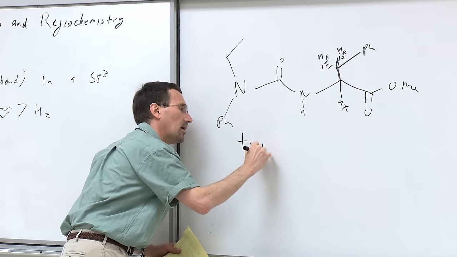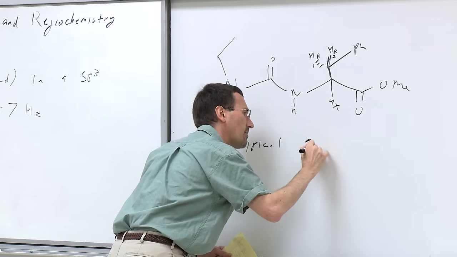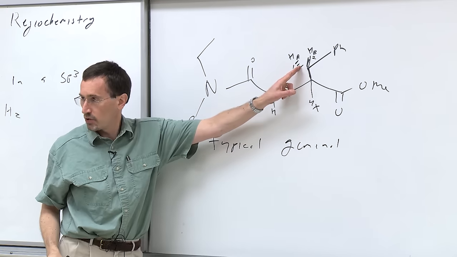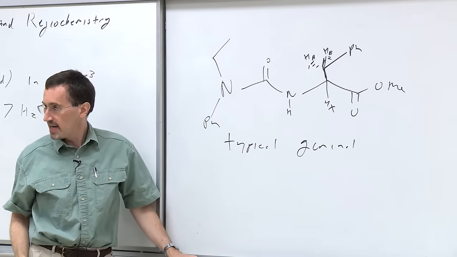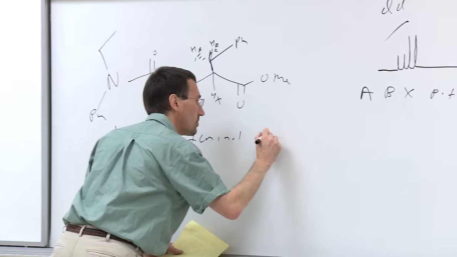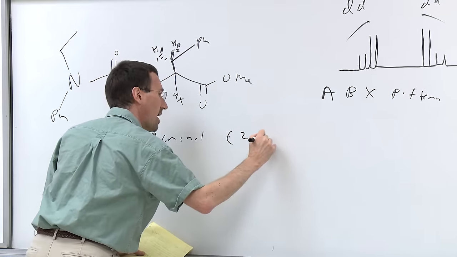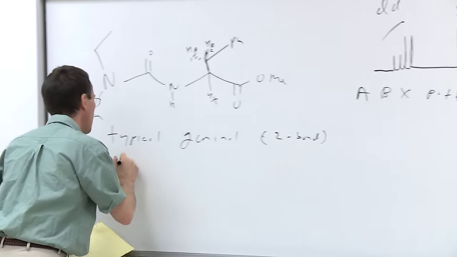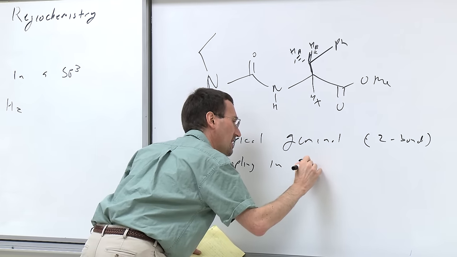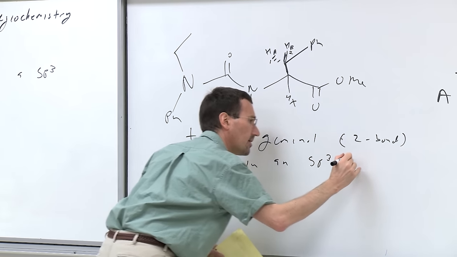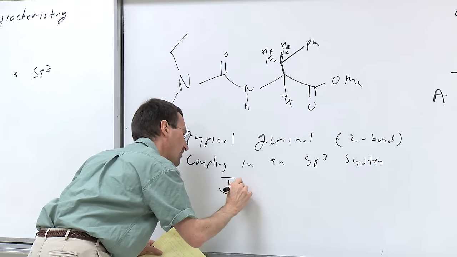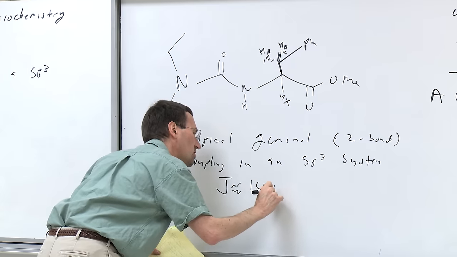And a typical geminal is like twins, right? You have these two protons twinned onto a carbon. A typical geminal coupling, so geminal is two-bond coupling, in an sp3 system is usually J of about 14 hertz.